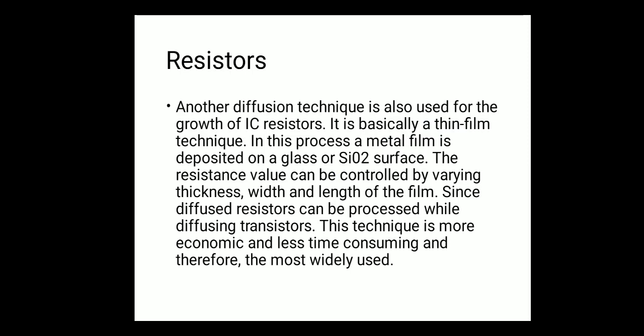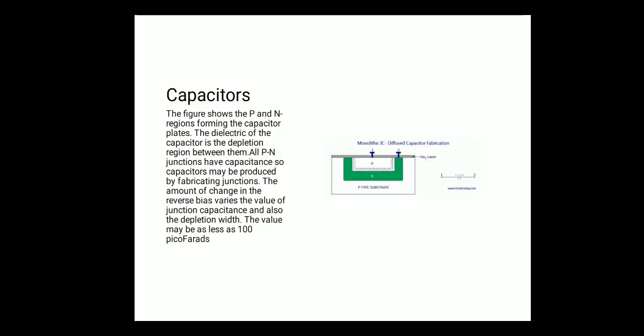Another technique used for the growth of IC resistors is the thin film technique. In this process, a metal film is deposited on a glass or SiO2 surface, and the resistance value can be controlled by varying the thickness, width and length of the film. This is all about resistors.